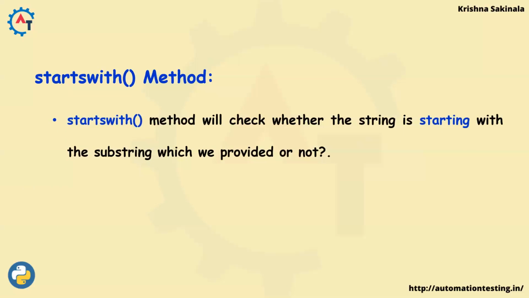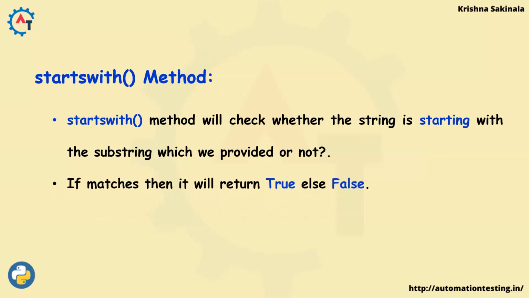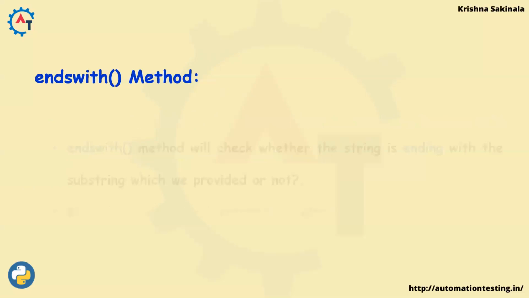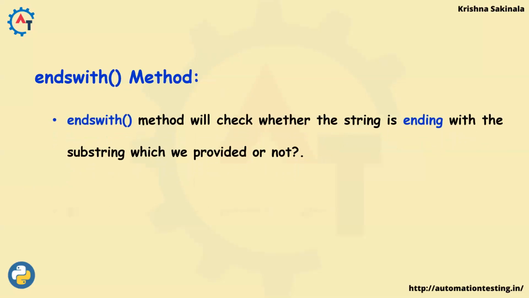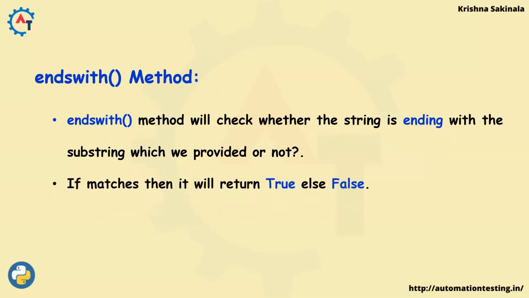Okay, so starts with method. Starts with method will check whether the string is starting with the substring which we provided or not. If it is, it will give true, otherwise it will give you false. The same thing for ends with: is the string ending with the substring or not? If it is, then true, otherwise it will give you false.